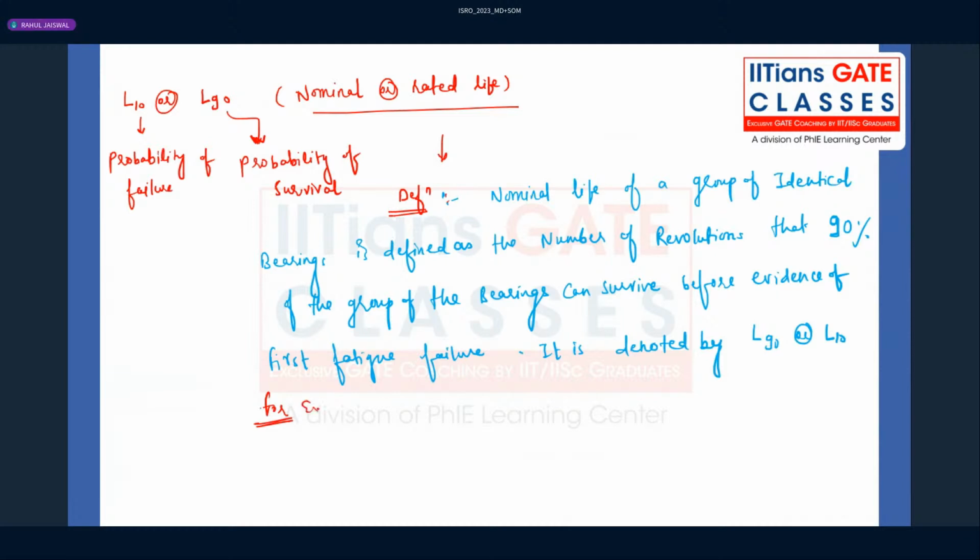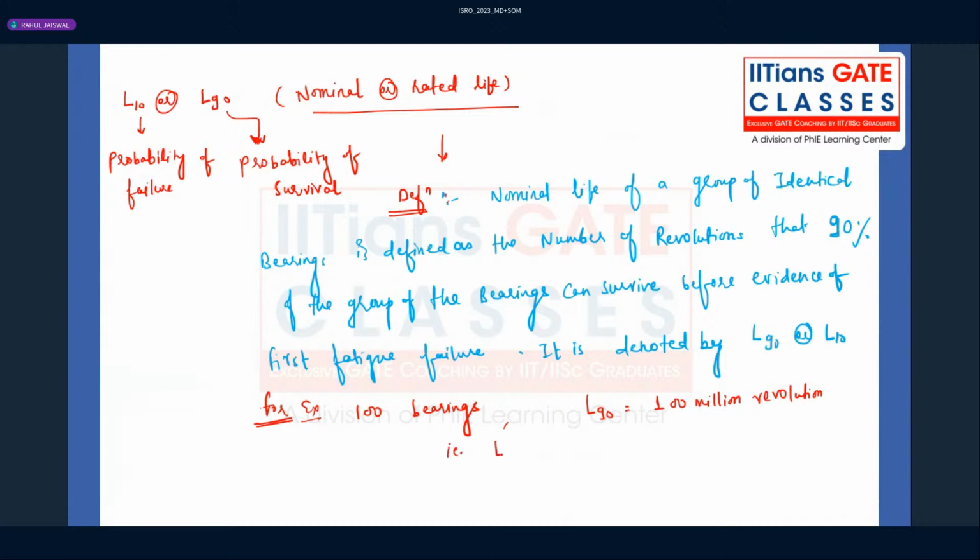For example, we have 100 bearings. 100 bearings we have taken. And L10 means 90% of the bearings will be surviving, let's say 100 million revolutions, before evidence of the first fatigue failure. Let's say they have made 100 into 10 lakhs revolutions, right?